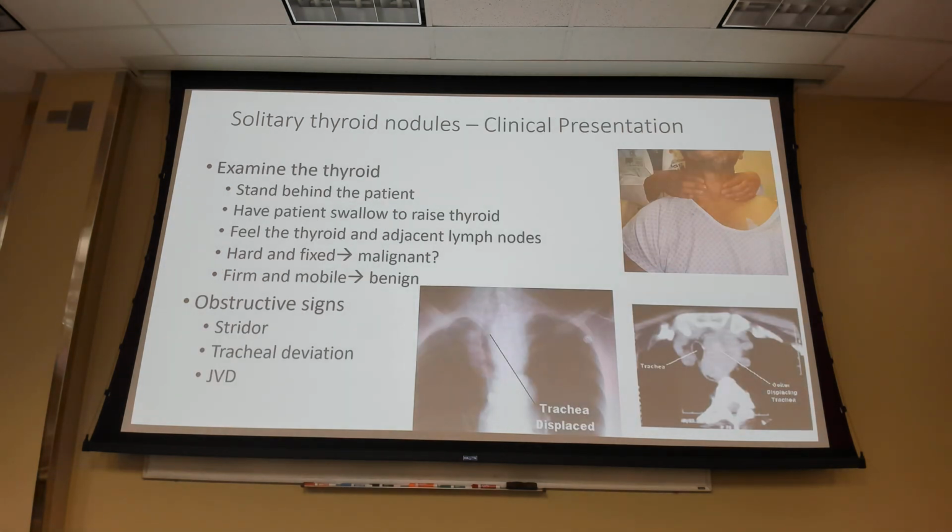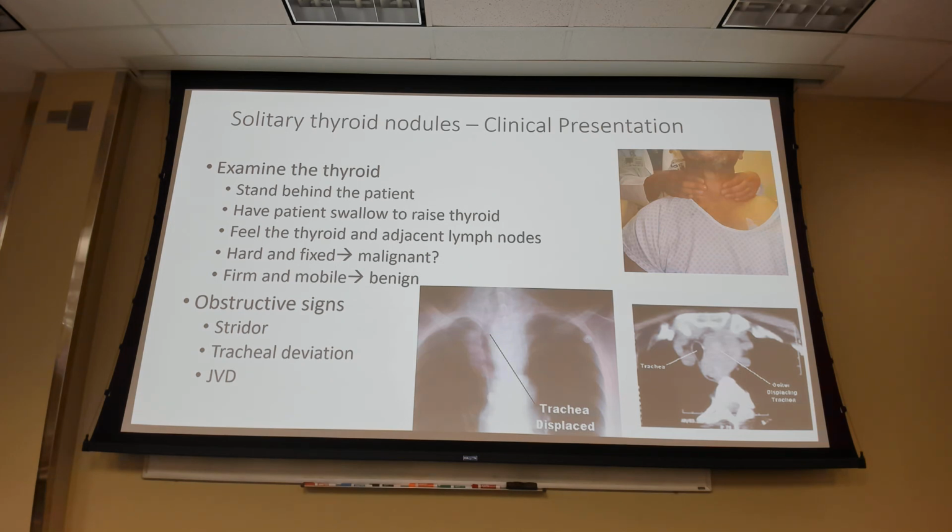All right, so how do we examine the thyroid? You guys remember? You still practicing this on each other? Probably not. So you want to stand behind the patient. You want to do the universal, like choking someone out kind of position, and you're going to palpate the thyroid. So you want to have the patient swallow or raise the thyroid, and then you want to feel it and the adjacent lymph nodes for any nodules or irregularities.